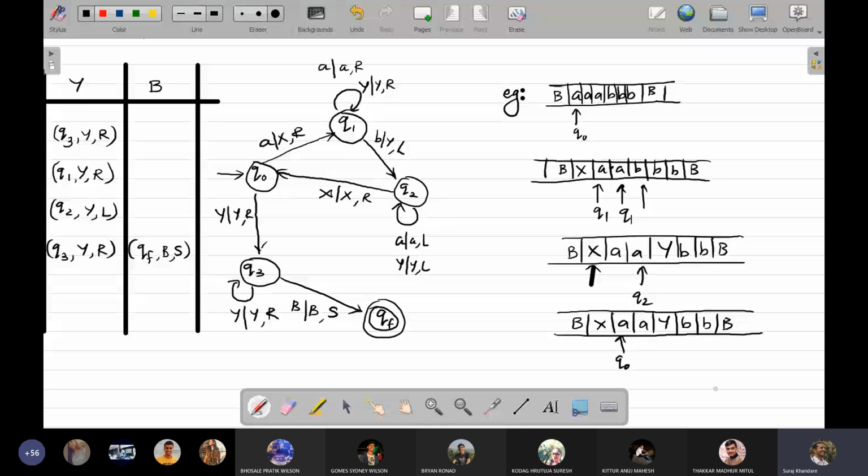Now after this, your A will be converted to X. Like that, we need to keep on solving and change the states and show it step by step. Are you getting it?